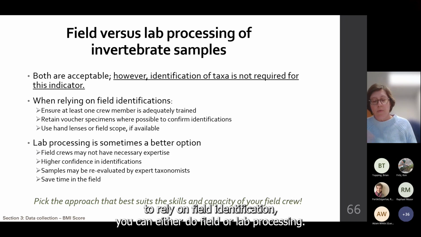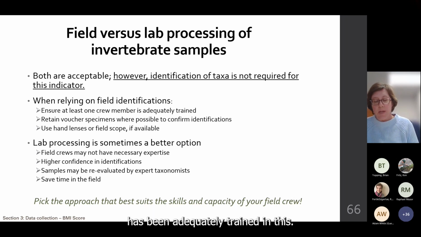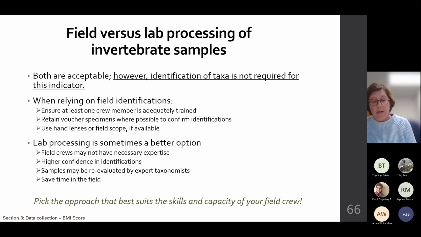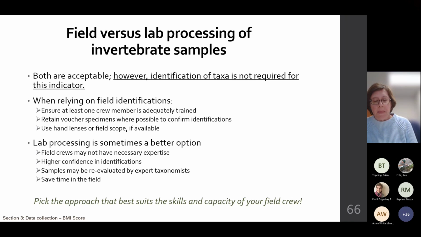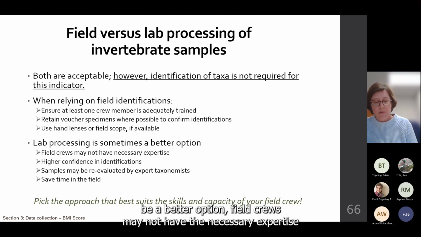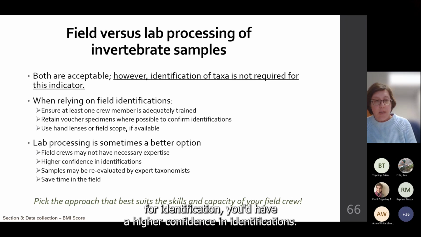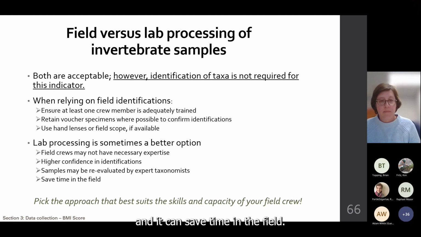you can do either field or lab processing. In the field, you're definitely going to want to have somebody who has been adequately trained in this. You may want to retain voucher specimens to confirm identifications. And then, as I mentioned previously, use hand lenses or field scope if available. Lab processing may be a better option if field crews may not have the necessary expertise for identification. You'd have a higher confidence in identification generally. Samples may be reevaluated by experts, and it can save time in the field.